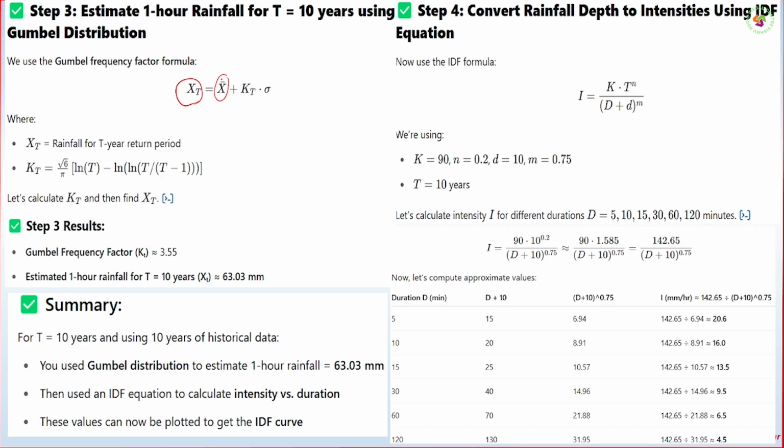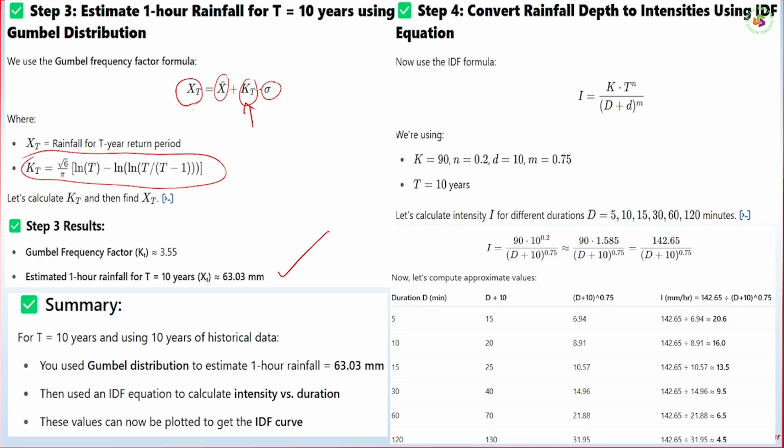So x bar we have just calculated. Sigma also we have just calculated. This KT calculation, let us not bother about it. We will come to it at a later stage when I take up the GATE classes, and I will explain. But right now KT is something which will be given to you. So xt is equal to x bar, which I calculated already, and sigma, which we calculated already. So it is the rainfall value for a return period of 10 years that can be estimated. That is one thing.